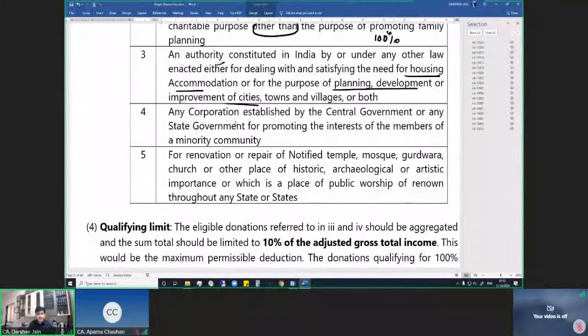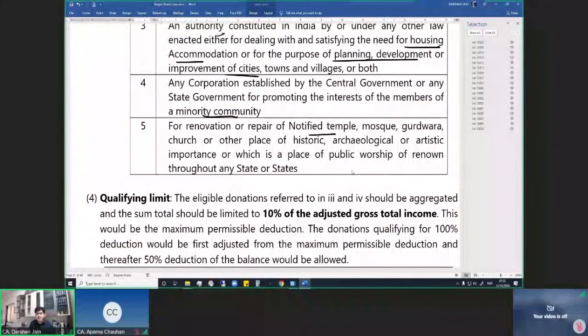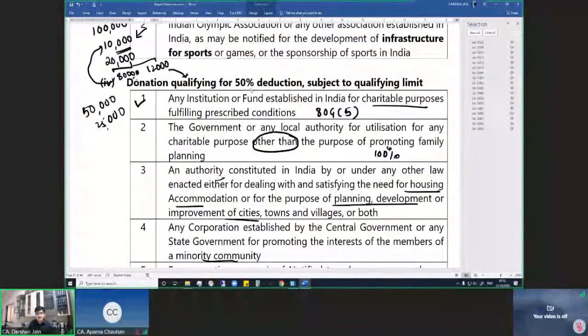Then, any corporation established by the central government for promoting the interest of members of the minority community, and for renovation or repair of a notified temple, gurudwara, or place of worship, basically a place of public worship of renown throughout the state. So these are a few of the items wherein you get 50% deduction subject to the qualifying limit.